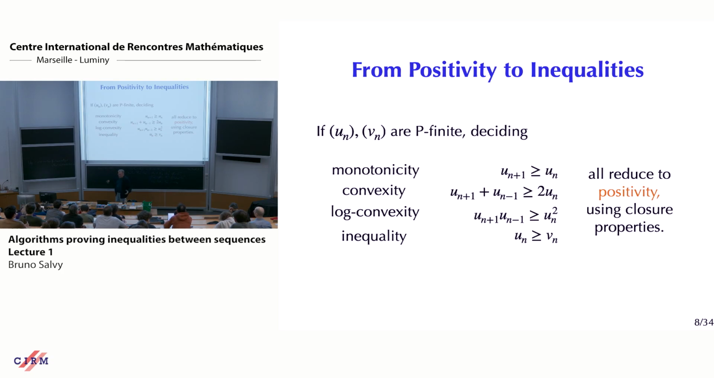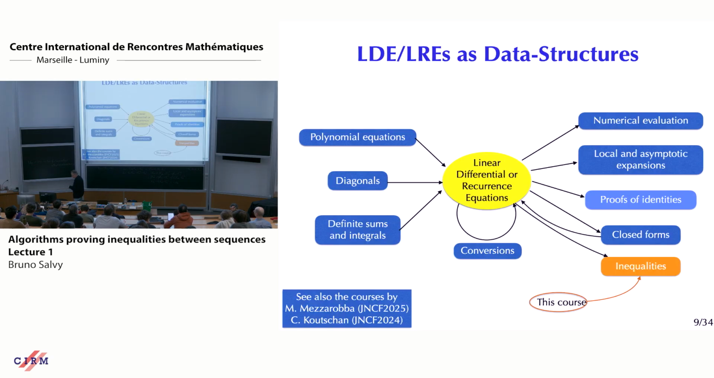And the context where this takes place is that we like P-finite sequences and linear differential equations very much. So there's a large body of algorithms around these notions. We know how to compute such data structures from polynomial equations: algebraic power series satisfy linear differential equations, so their sequence of coefficients is P-finite. Diagonals, I think, are there? Did anyone give a course on diagonals in JNCF? Aha, so maybe next year.